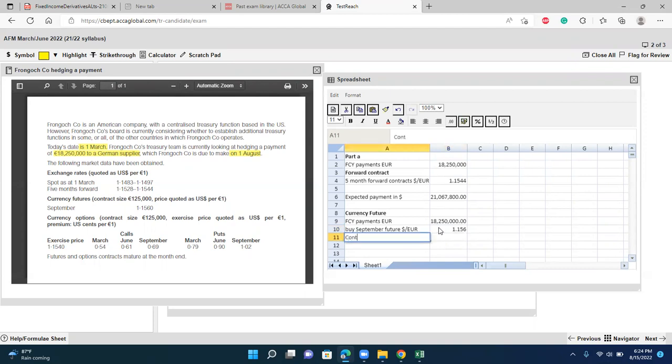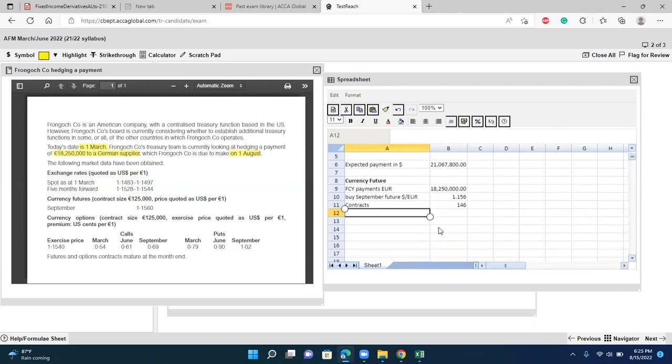Next, calculate the number of contracts. This is in euros, 18.25 million divided by 125,000 euros. So the number of contracts is 146. Next step is to close the future contract. Here we need to calculate the lock-in rate. Remember the formula of the lock-in rate.